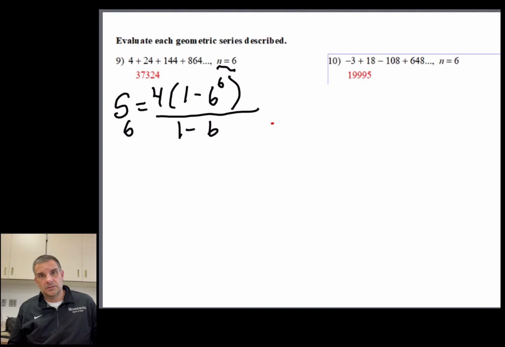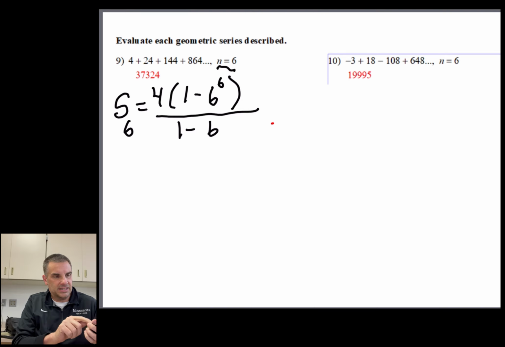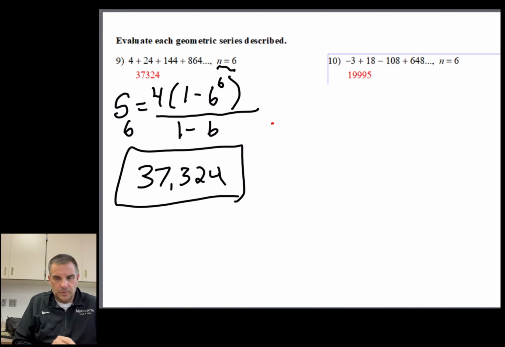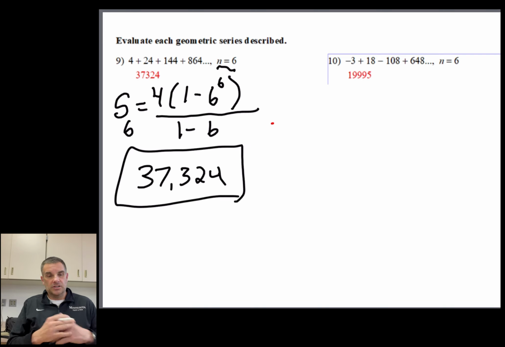Okay, so I'm going to plug into the handy-dandy calculator. I'm going to go 4, and put a parentheses, 1 minus 6 raised to the 6th. Now I'm going to close the parentheses and divide by 1 minus 6 on your calculator. That's negative 5. Hit the enter button, and you get 37,324. There's the first one.